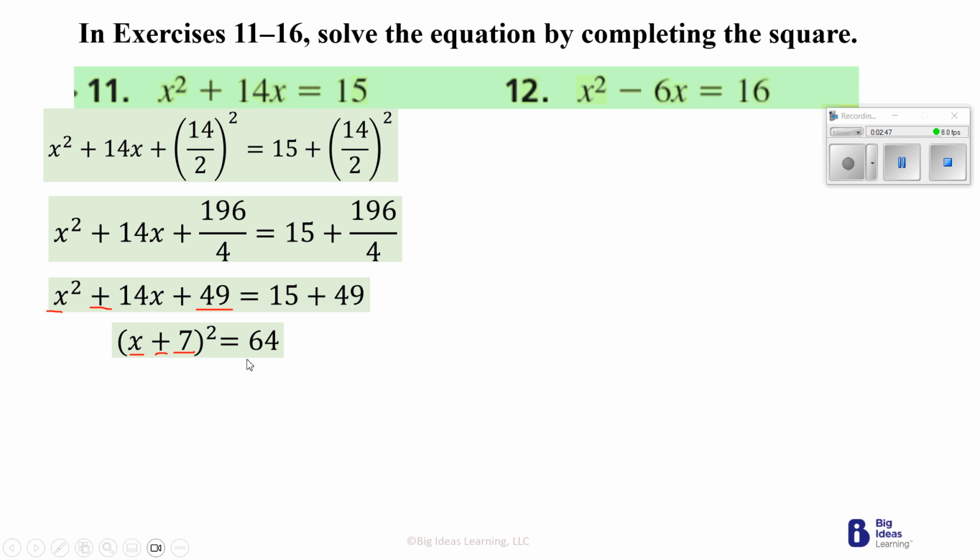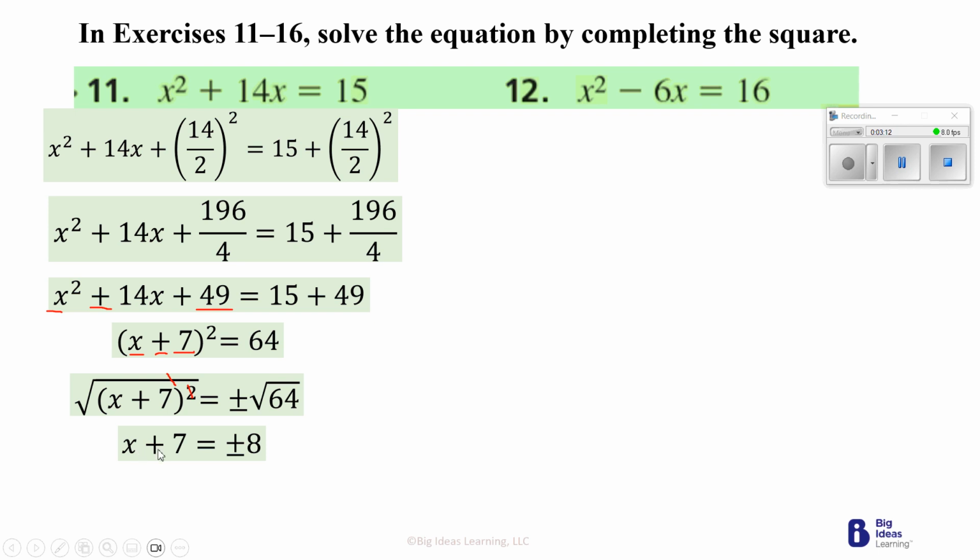Now, we're going to go ahead and get the square root of both sides. So when I get the square root of a square, I'm canceling these out. Simply put, this and this are going to go away. And now the square root of 64, well, that's going to be 8, so it'll be plus or minus 8. So now we have x plus 7 equals plus or minus 8.